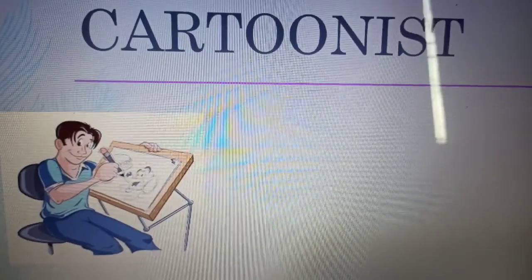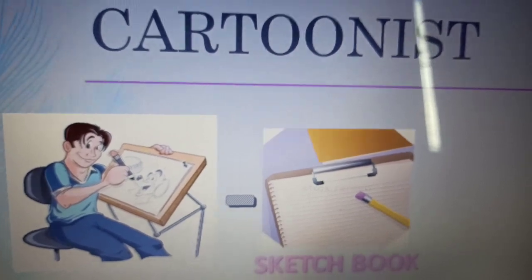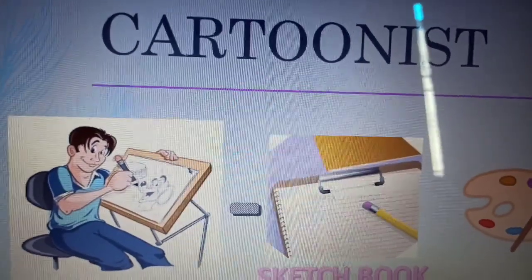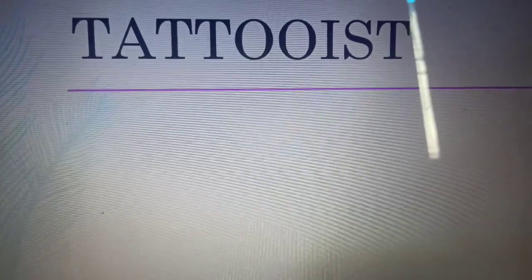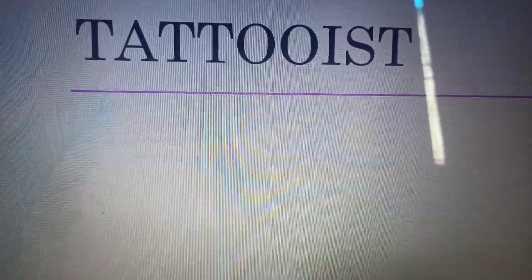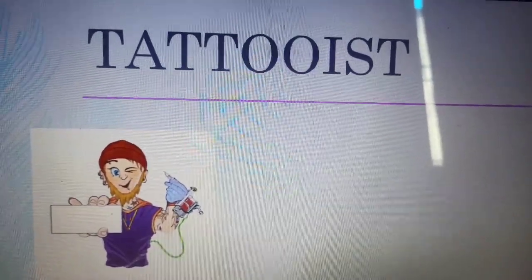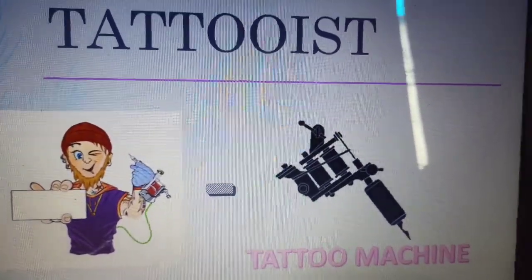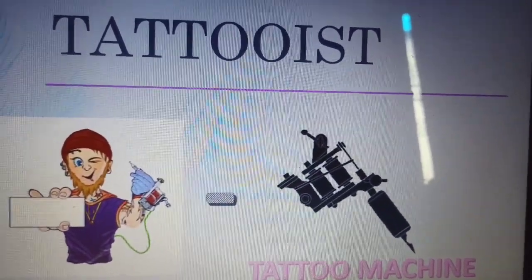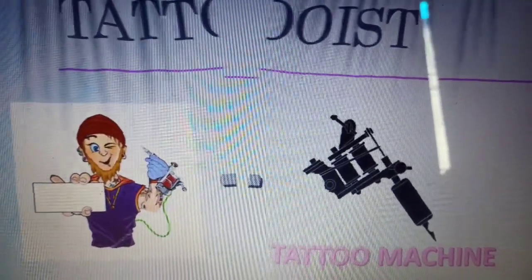Now cartoonist. So as a painter, cartoonist also needs sketchbook and paint. And tattooist. Okay. Do you know tattooist? Who is tattooist? Who makes tattoos on our body. So what things does he require, or what are the things which help him to work? Tattoo machine.